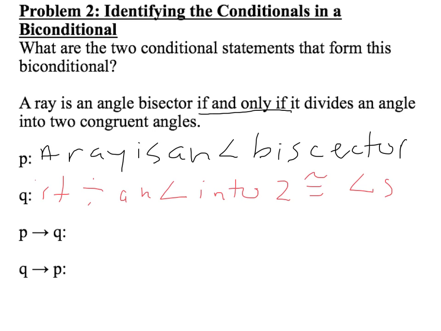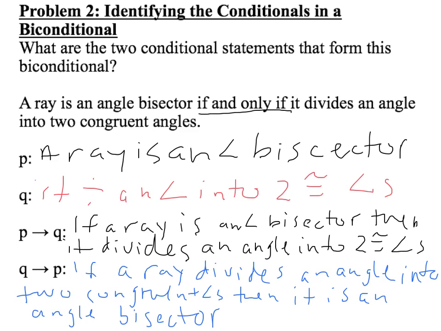As you can see, I'm shortening up the words. If you understand that, you should also shorten the words. You should pause this right now and try writing your conditional and converse statement. So the conditional statement would be, if a ray is an angle bisector, then it divides an angle into two congruent angles. And the converse would be, if a ray divides an angle into two congruent angles, then it is an angle bisector.